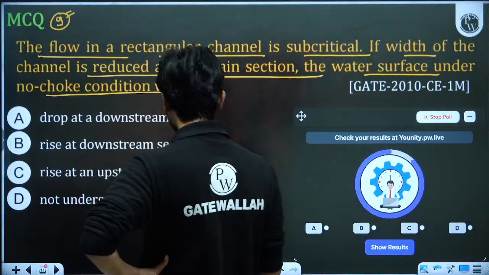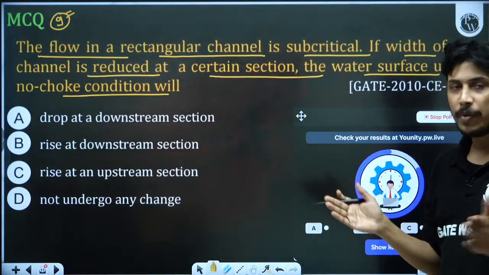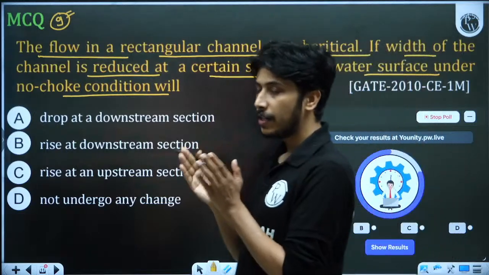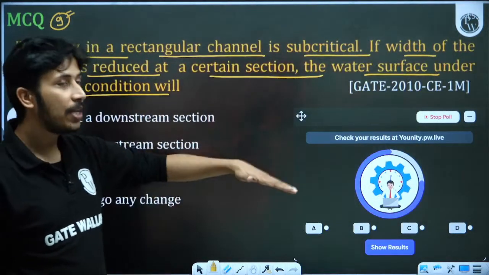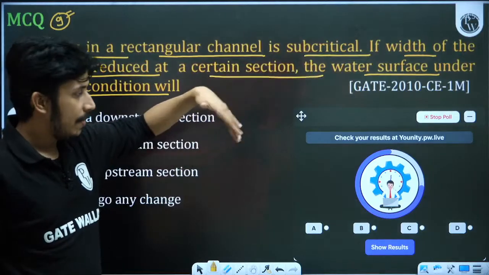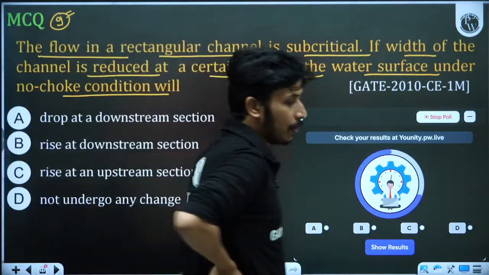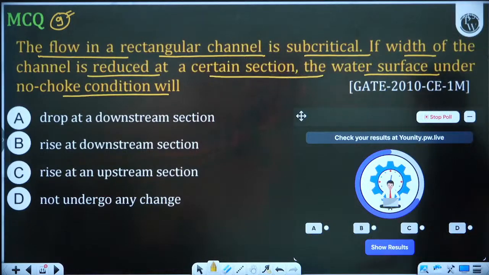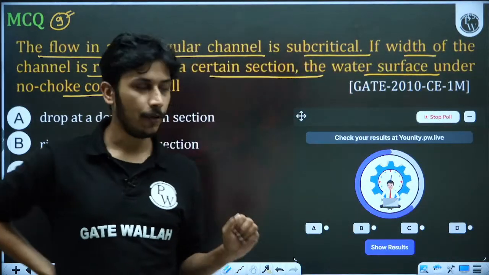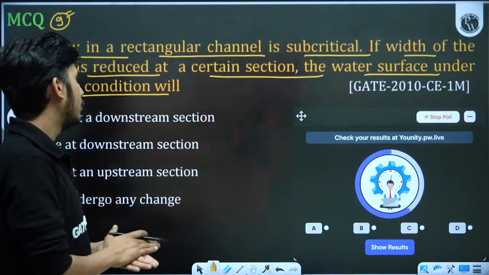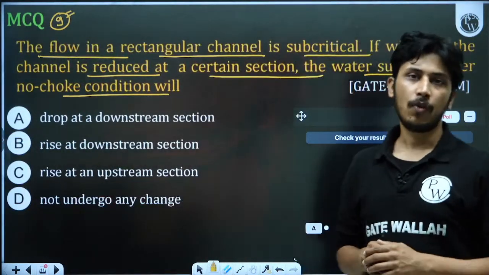No choke condition means if you are contracting the width below B minimum, if you are contracting the width lesser than B minimum, then the flow is choked, or you are making the hump more than delta Z max. If somebody has made the hump higher than delta Z max, then the choke condition comes. So no choke condition means the width is reduced to B minimum, which is the critical value. So when the width is reduced up to the minimum value, what happens? That is what is being asked.